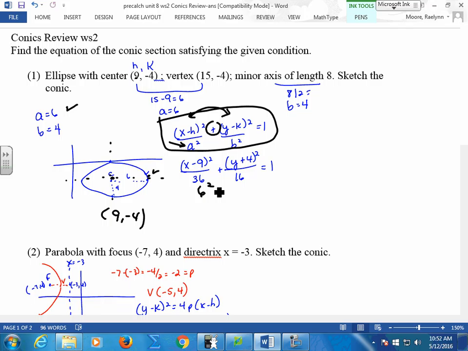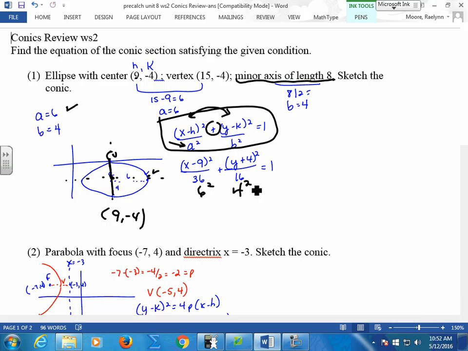So now, I've got one more piece of information. I have a minor axis length. That means this whole length is 8. So what is the distance from my center to my covertex? 4. I take it and I divide it by 2. So the distance from my center to my covertex is my B. So now I know this piece. And I'm good. I got the whole equation.